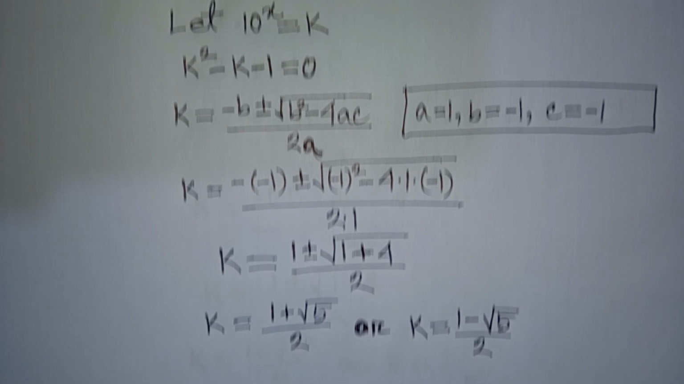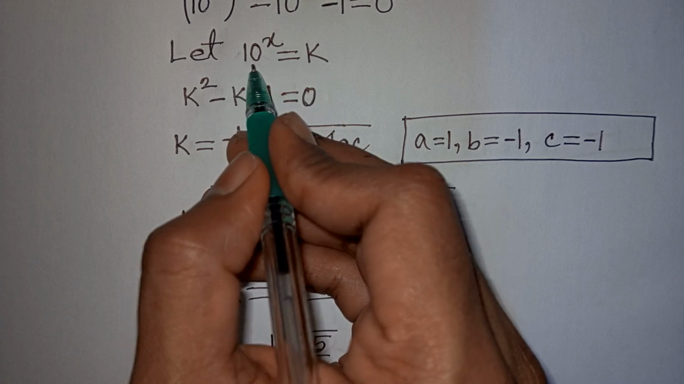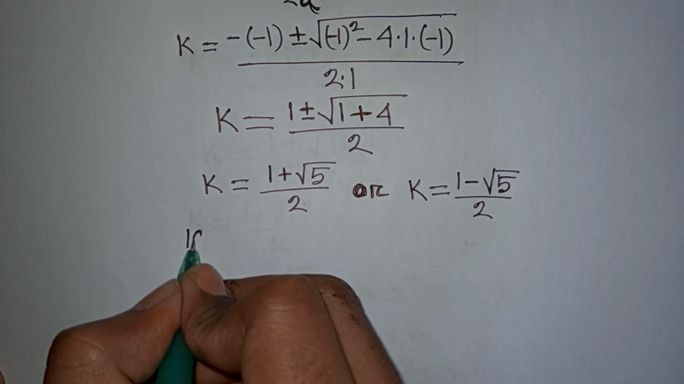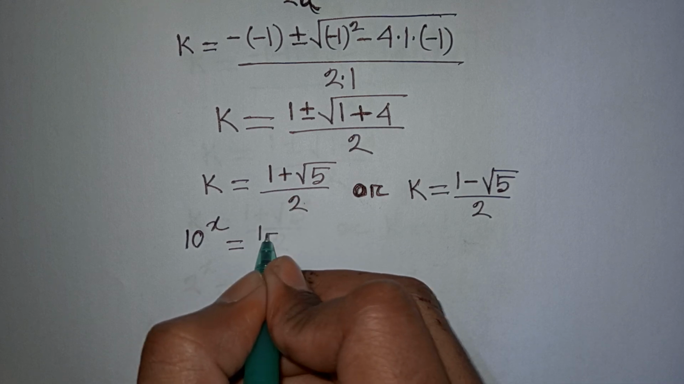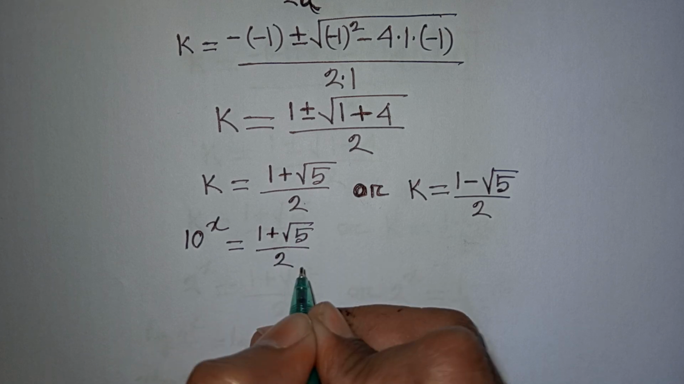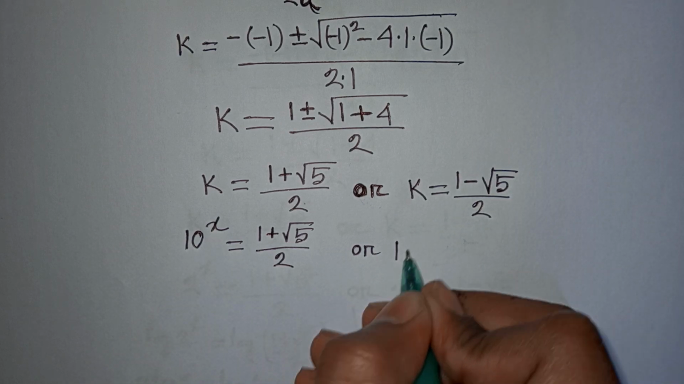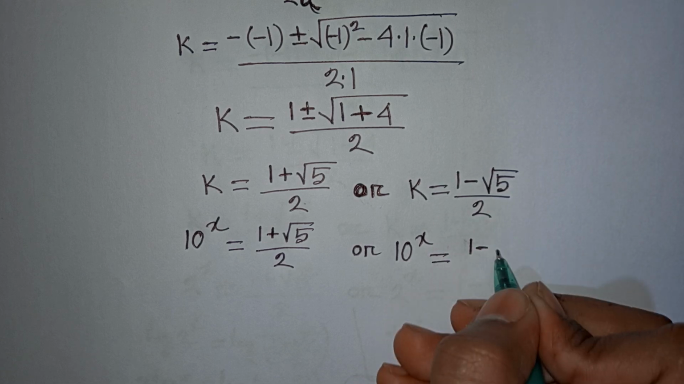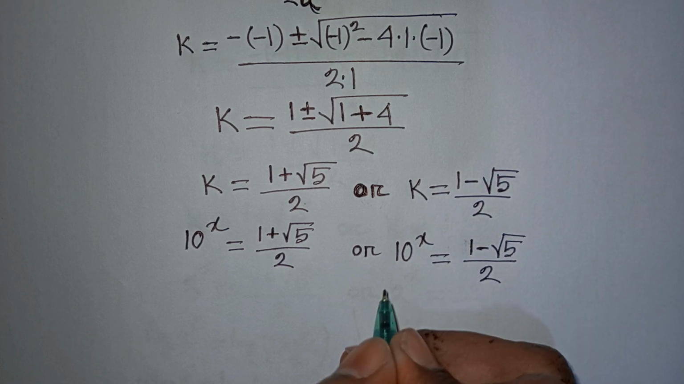Now, remember that we let 10^x be substituted by k. So, k, that means 10^x, is equal to (1 plus square root of 5) divided by 2, or k, that means 10^x, is equal to (1 minus square root of 5) divided by 2.